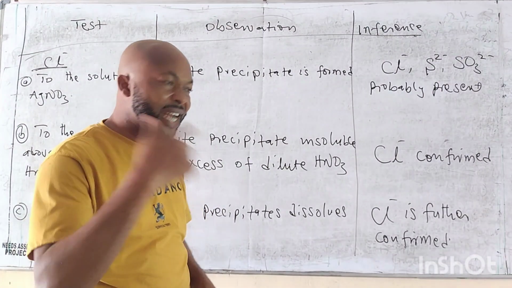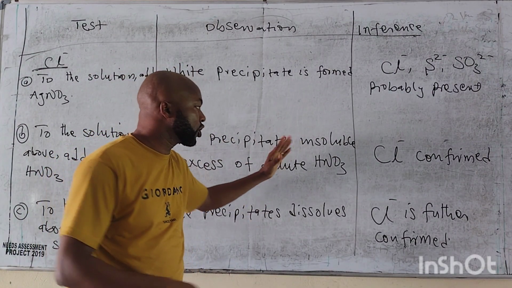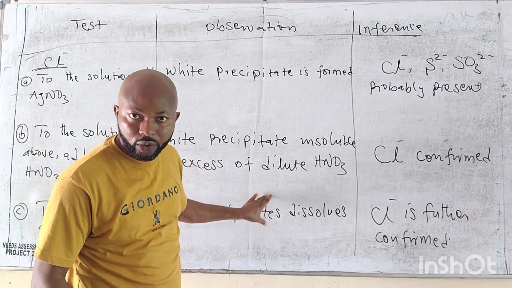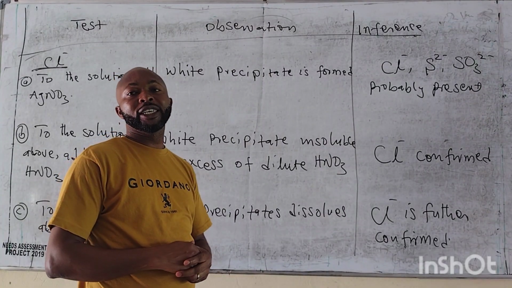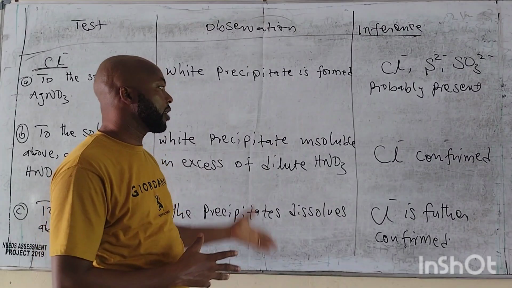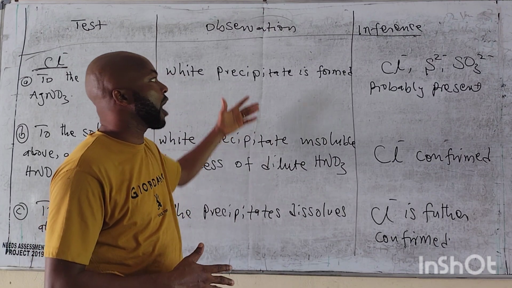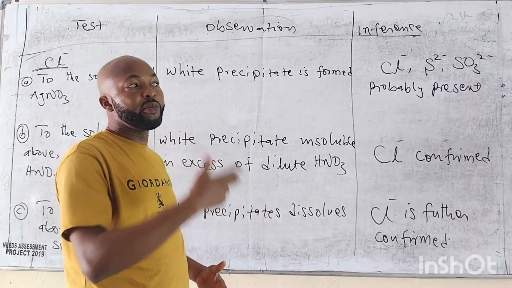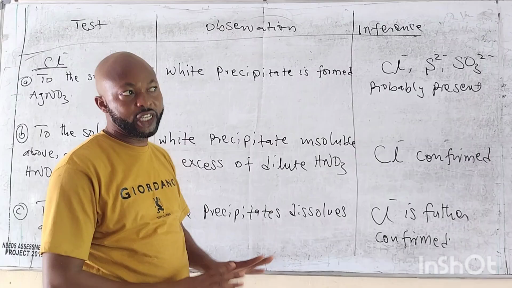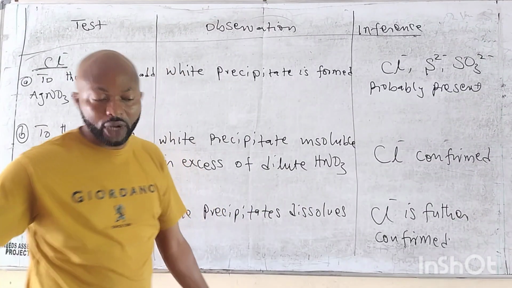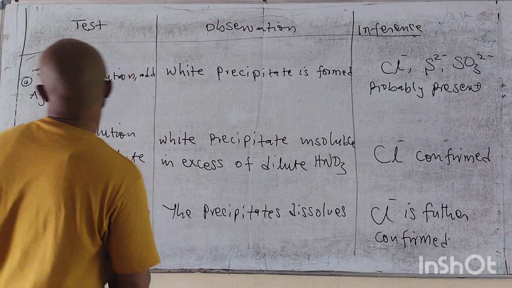Chlorine present. Then we proceed further by adding ammonia solution. The insoluble precipitate becomes soluble, and we say chlorine is confirmed. Then this is for the chlorine test. So we have to do the same thing for bromine and iodine. Let's see the difference between the halogens. So I move further to the other one.